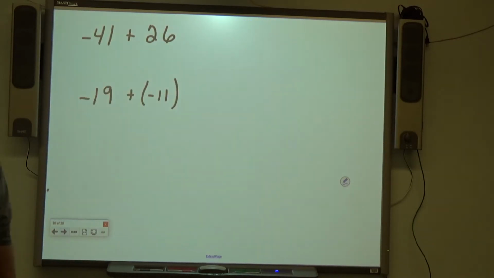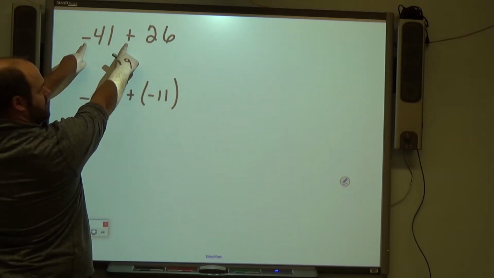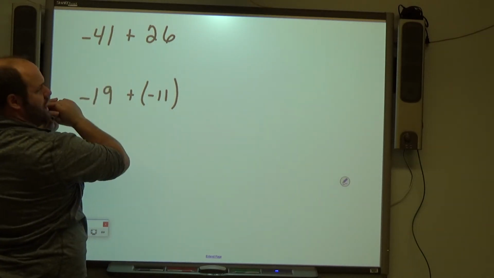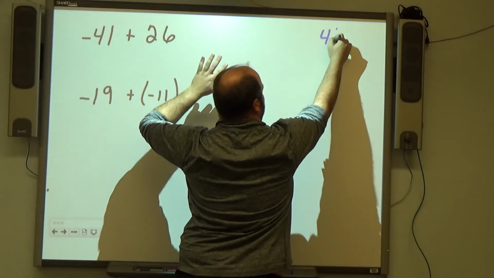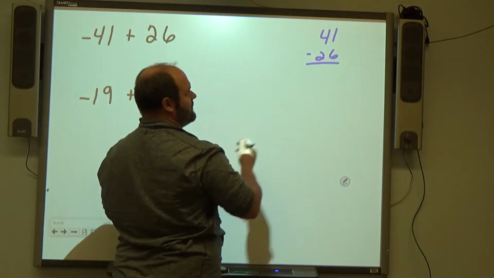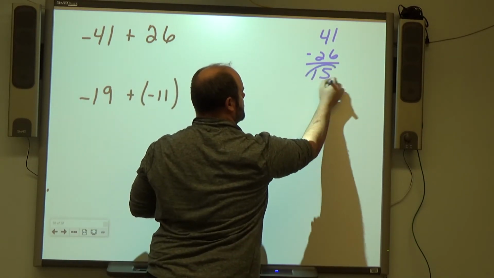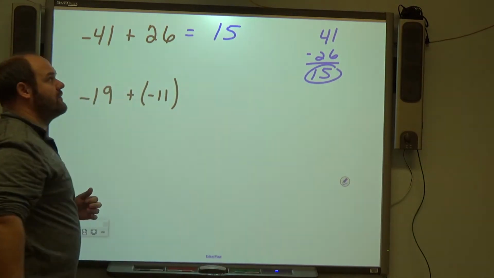Okay, so here we go. Going by your rules, we have a negative 41 plus 26. Signs are different, so we have to subtract. Just a little bit of side work: 41 minus 26 is 15. Okay, come back over here. So part of my answer is 15.